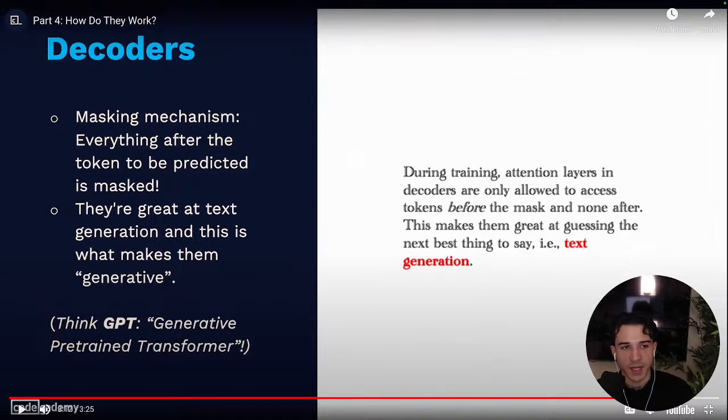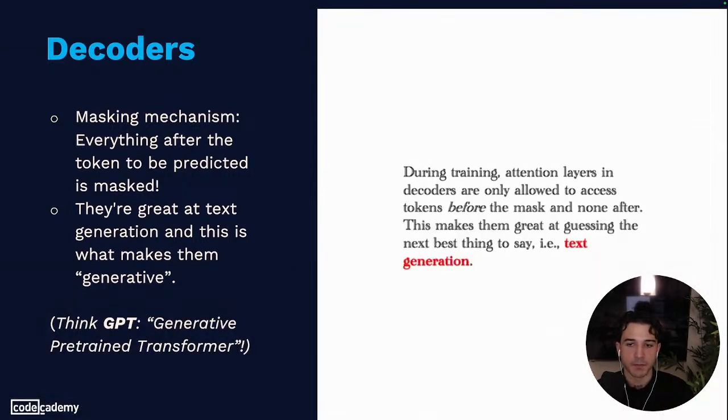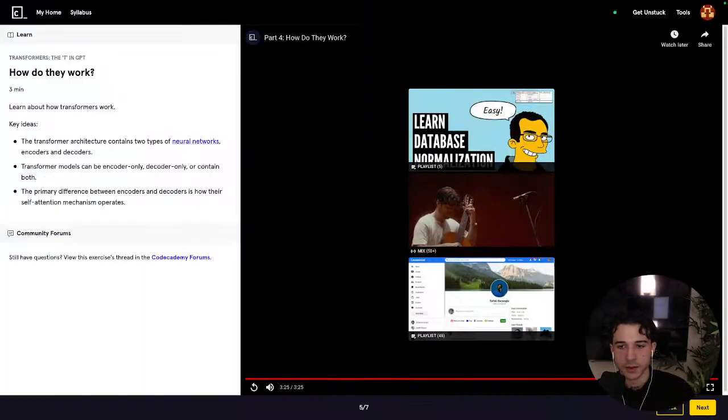Decoders' masking mechanism: everything after the token to be predicted is masked. They're great at text generation, and this is what makes them generative. During training, attention layers in decoders are only allowed to access tokens before the mask and none after. This makes them great at guessing the next best thing to say, i.e. text generation. This is how GPT models got their name. Recall that GPT stands for Generative Pre-trained Transformer. Nice.